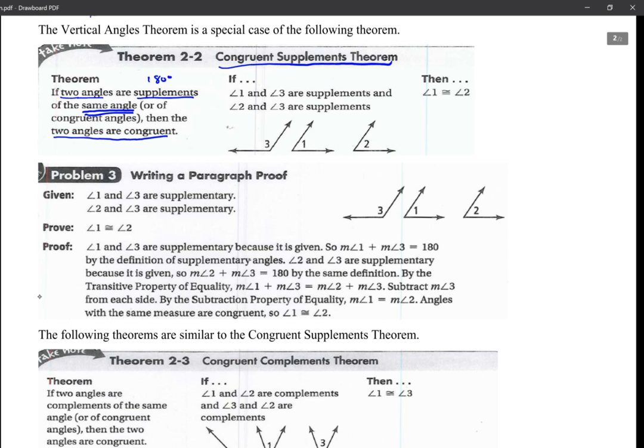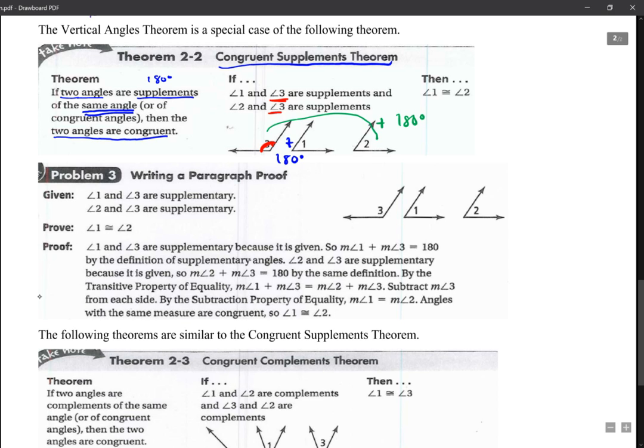Well, let's take a look at this. It's not as hard as it sounds. Here's our requirement. Angle 1 and angle 3 are supplements, so I know that if I add these together, they sum up to 180. And I know that angle 2 and angle 3 are supplements. So if I take this and I add them up, it's going to equal 180 as well.